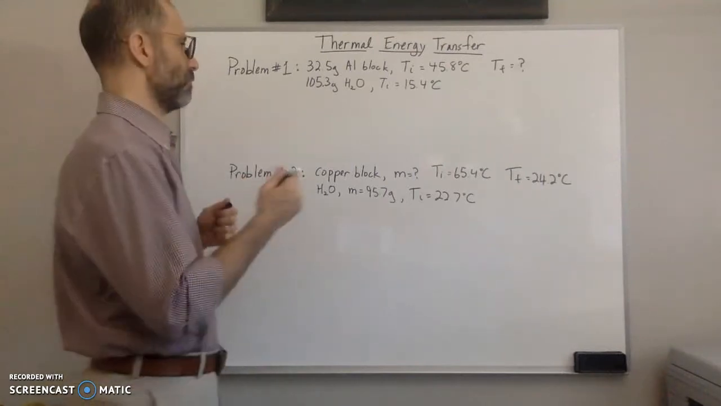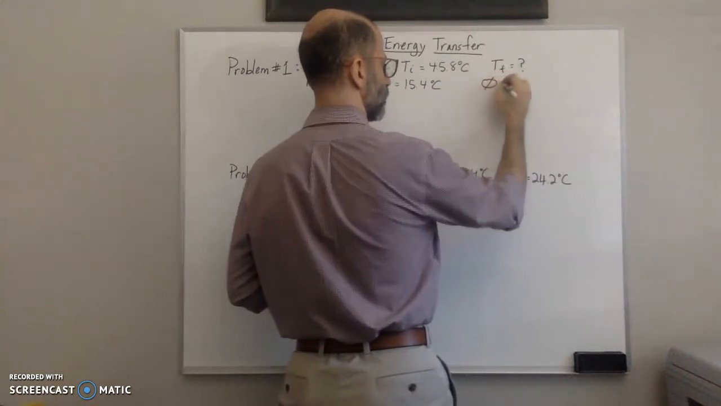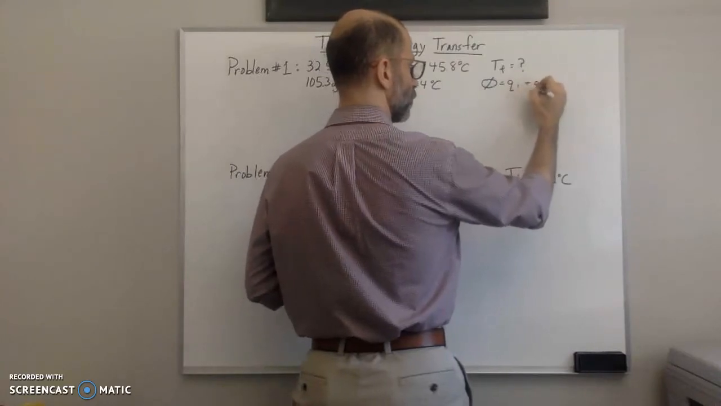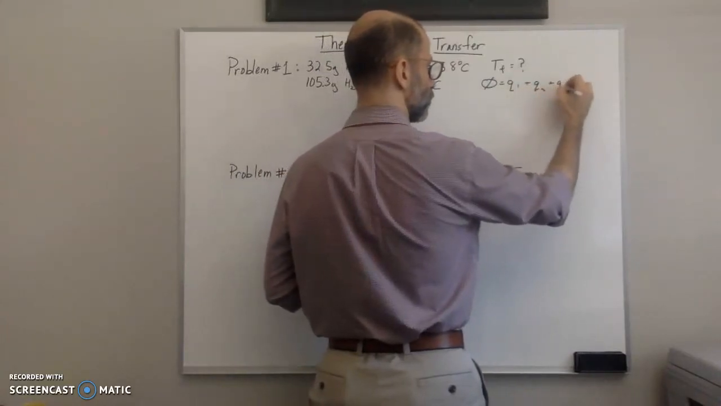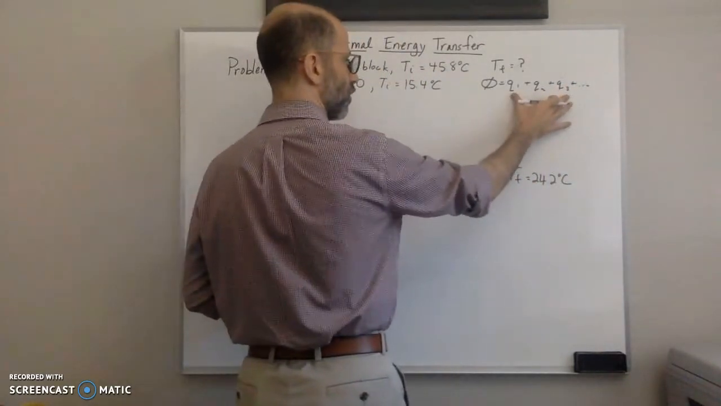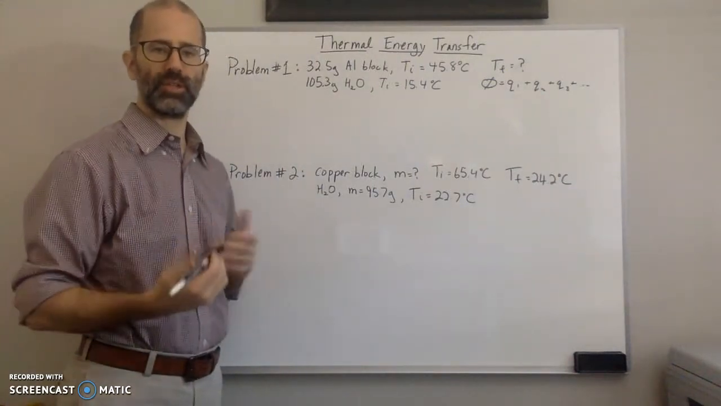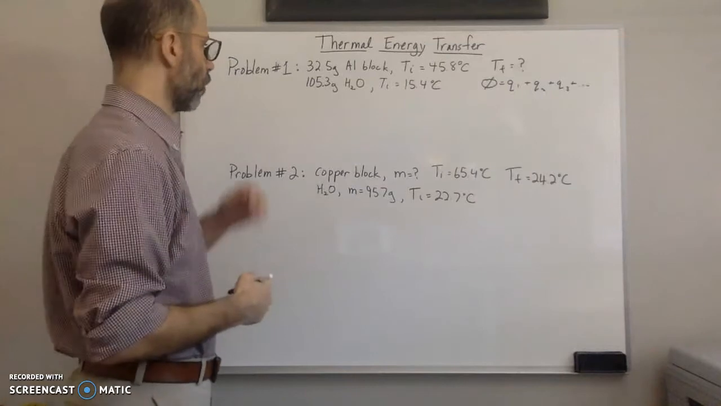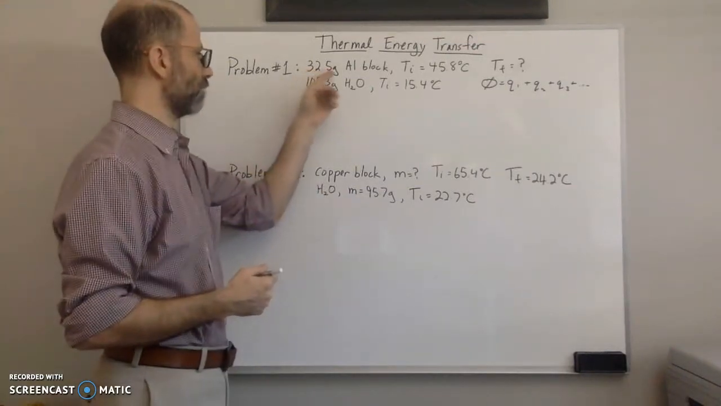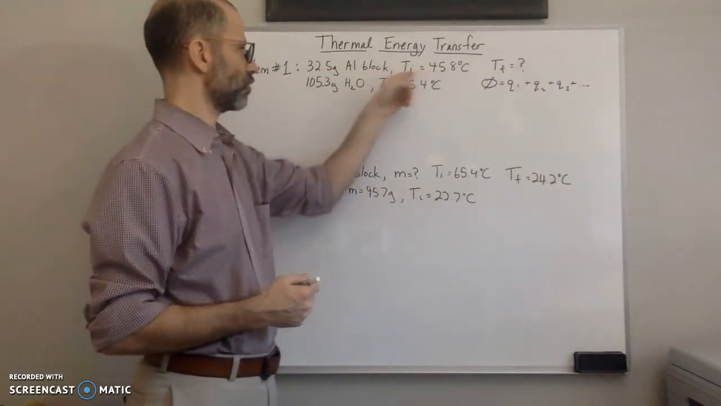Alright, so the thing to remember is with any of these problems, the formula that I would like you to use is 0 is equal to Q1 plus Q2 plus Q3 plus and so on. So these are where you're going to get amounts of heat that are transferred from one thing to the other.